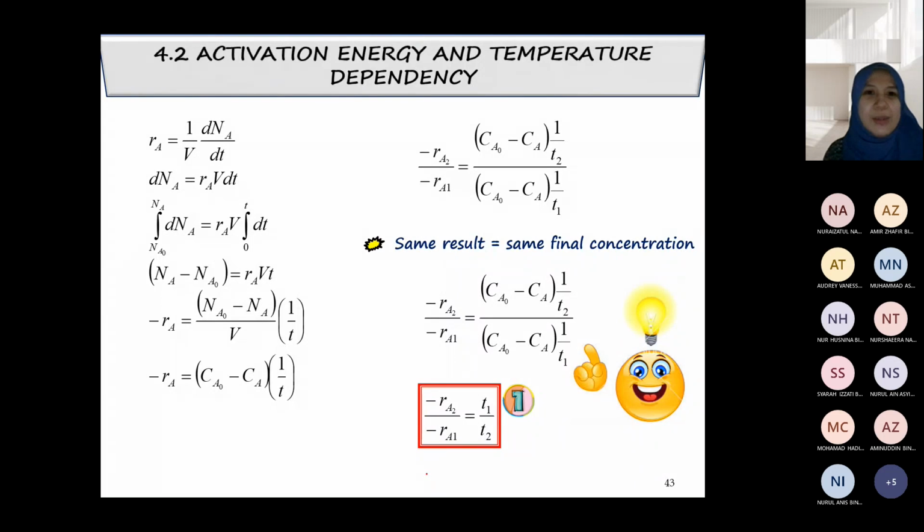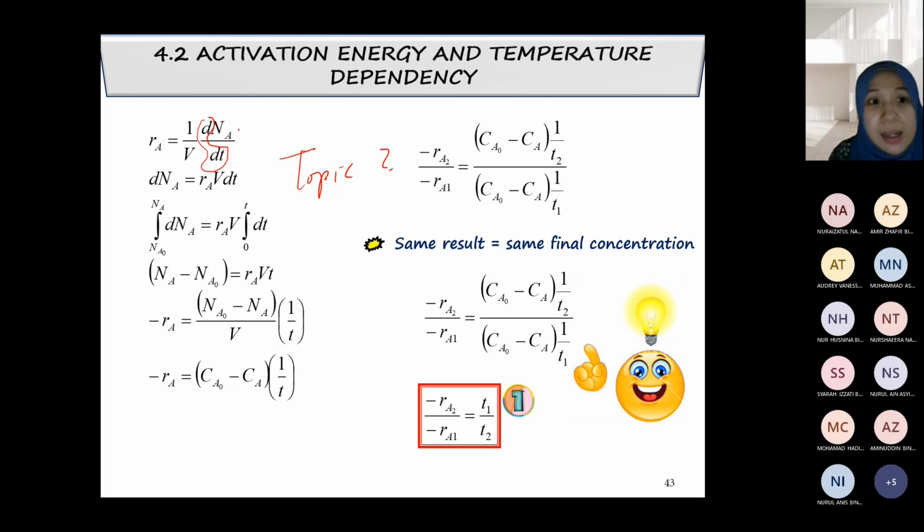So activation energy and temperature dependency. Saya terangkan sikit lah sebab ini akan berkait dengan topik number 2. So RA is equal to 1 over V dNA over dt. Kalau you nak measure something, you tak boleh directly ada differential equation. You kena get rid of it.